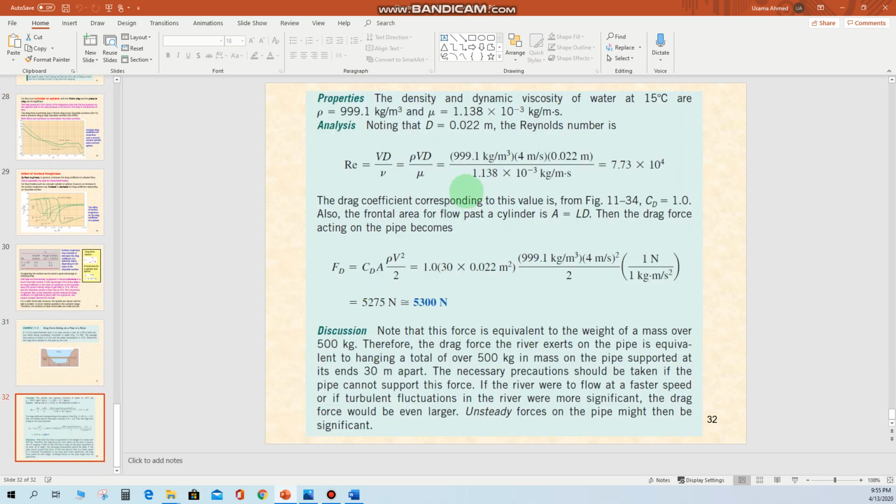First of all, we will calculate the value of the Reynolds number, rho u d divided by mu. The density of water is given, velocity we know, d is the diameter given in the question, and mu is the viscosity. The value of the Reynolds number comes out to be this one. Now we are using the case for smooth cylinders. At this value of the Reynolds number, we will estimate the value of the drag coefficient. It is 7.7 multiplied by 10 raised to power 4 here.